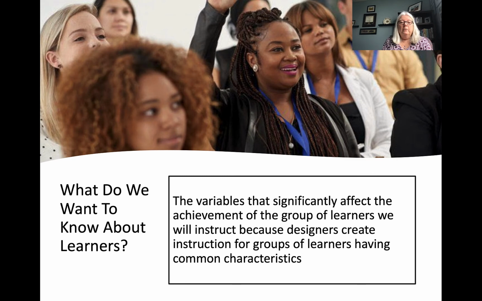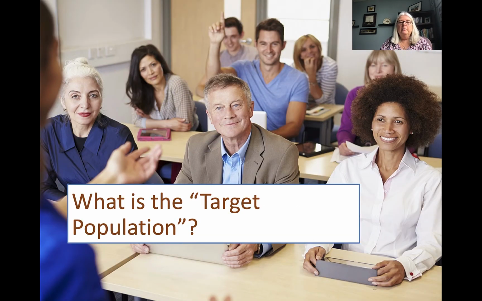So what do we want to know about learners? We want to know the variables that significantly affect the achievement of the group of learners we will instruct, because designers create instruction for groups of learners having common characteristics. So we want to identify this set of variables because it affects their learning. And we can also modify our instructional strategy based upon these variables in order for our training to be most effective. So who is the target population?